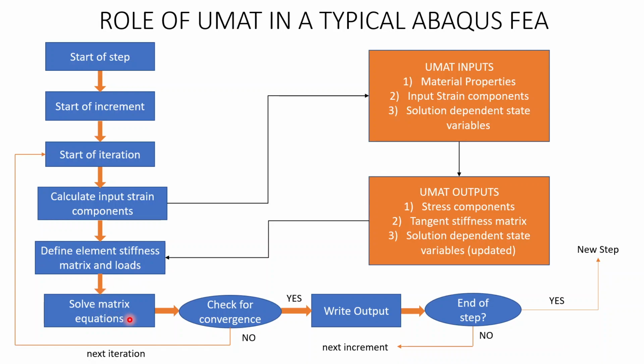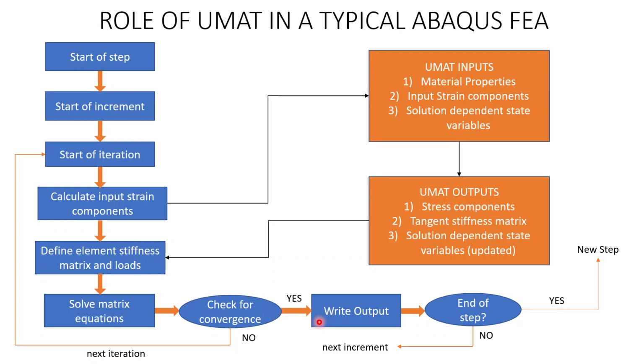Once the element stiffness matrix and loads are defined, we need to solve the matrix equation for the element. Here we need to check for convergence. Once convergence is achieved, we go for writing the output. If convergence is not achieved, we go for a new iteration, and similarly we repeat the steps till convergence has been achieved.